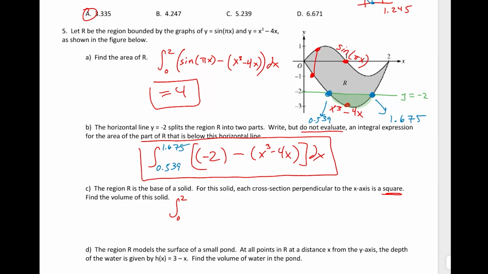So the area of each shape is a square, and so we have to do base times height, or just base times base. That base is this distance right here. In other words, it's the difference between sine of pi x and x cubed minus 4x. So that's going to be the side length, and since we're multiplying the side length by itself, we're going to square it, and then multiply by the thickness of each cross section, which is dx. So time to go back to the calculator.